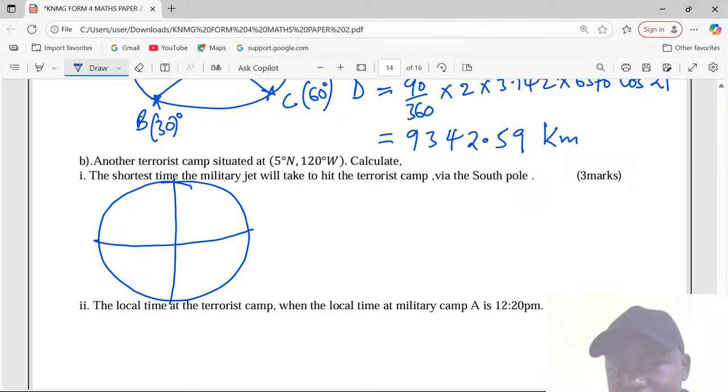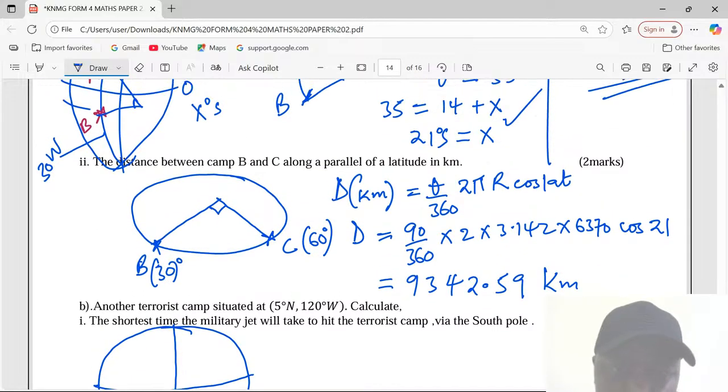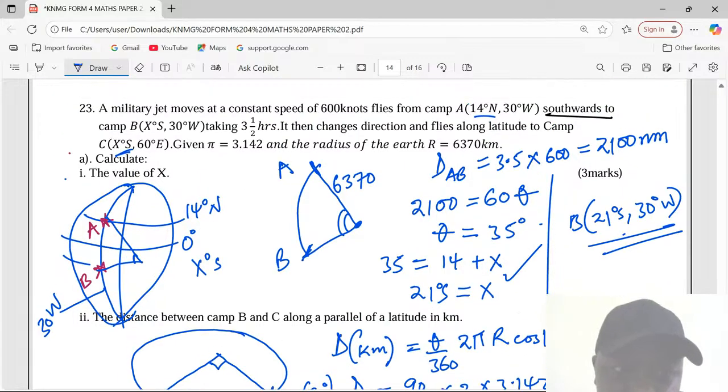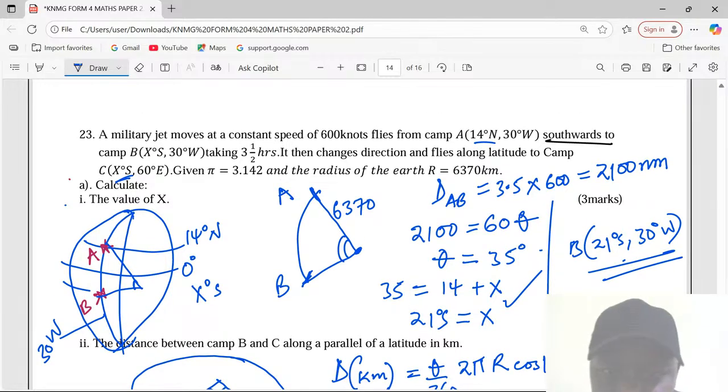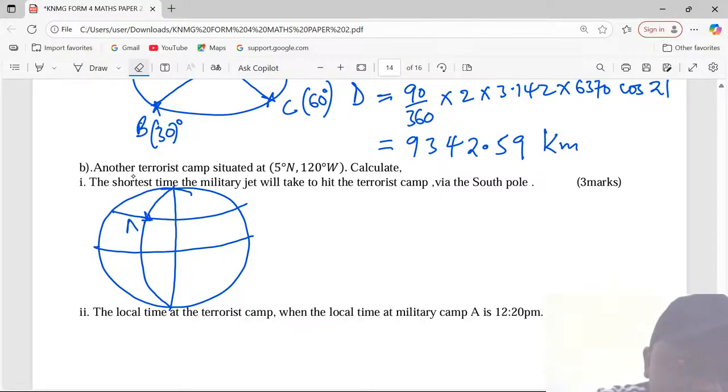We have the prime meridian, and we're also having the equator that way. So where is the jet first? From A, 14 degrees in the north, 30 in the west. So A is here. Then we want this military jet.